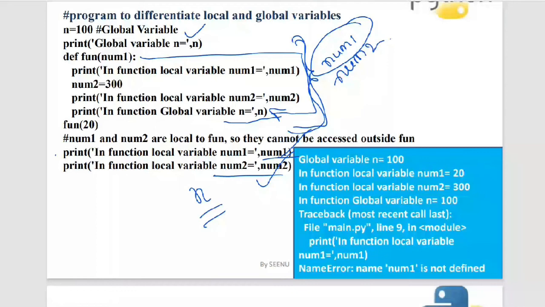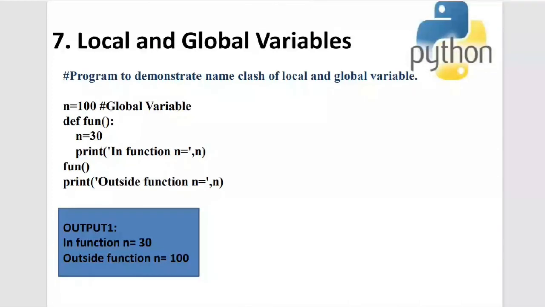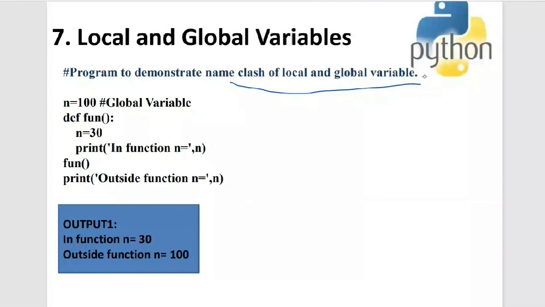Now let us look into another program. So this is the program wherein the issues come when the clash of the local and the global variables happen. What is meant by the clash of local and global variables? Clash means name conflict. Say I have a global variable n and also I have a local variable n and I try to access both. In that case, I'll be having a problem. So this is what is called a clash, the name clash between the local and the global variables.